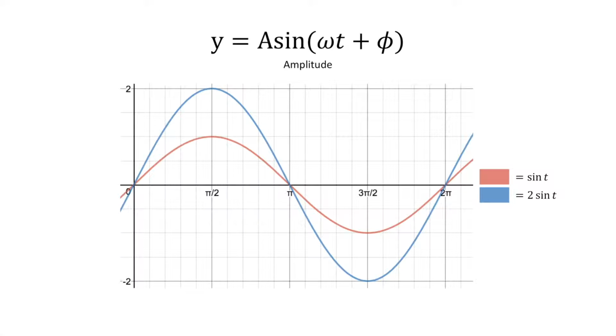The amplitude is defined as the maximum y value the curve will reach. For example, the red curve has an amplitude of 1 and the blue an amplitude of 2.